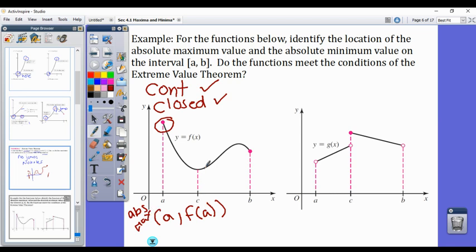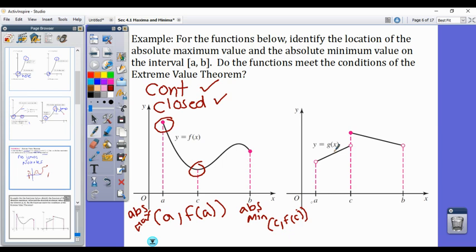And then our absolute min is here, this little divot, okay? So the absolute min is the value of C and the function when you plug in C. All right, so notice because the first graph here was continuous and closed, we had both an absolute max and an absolute min.